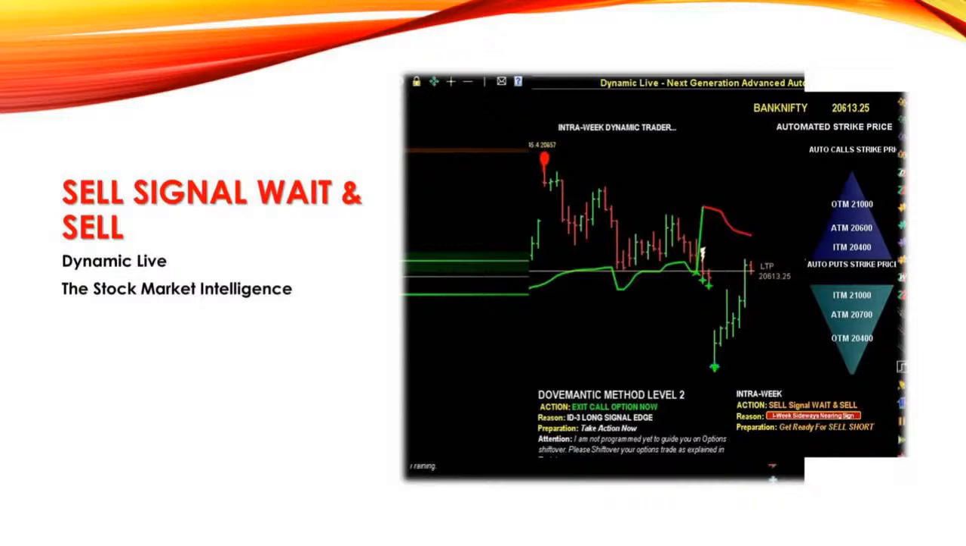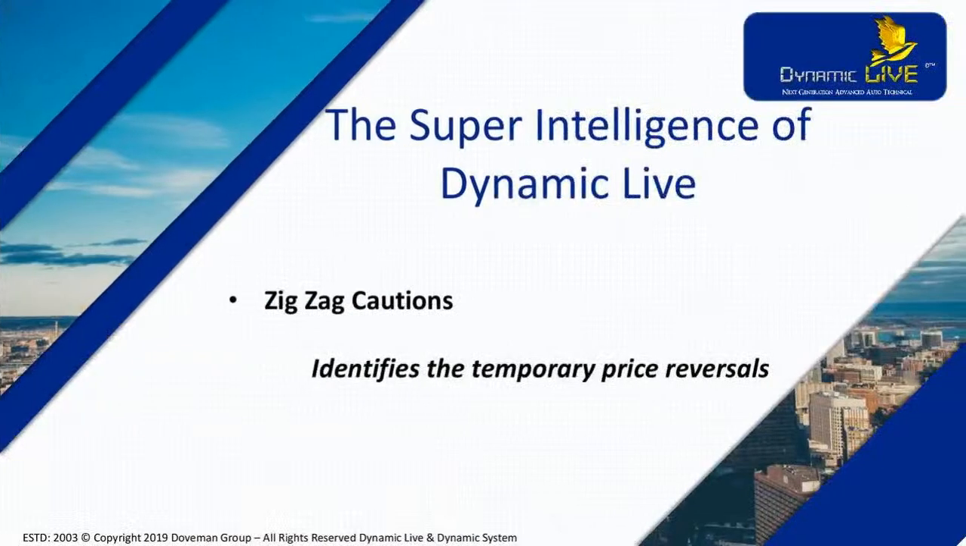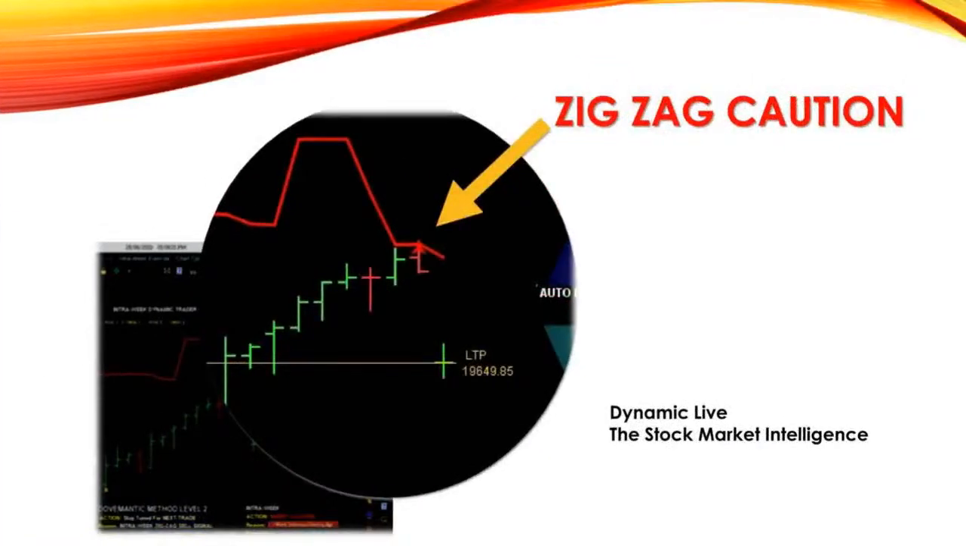So similarly, we have one more intelligence. We call it zigzag cautions. Now, whenever the price does up and down movement, all the temporary price reversals are identified by these zigzag cautions. How does it do this? Let's have a look. Here you can see that there is a continuous up movement, for more than 2 days. And as the price starts increasing, right on top there is a red colored symbol. We call this a zigzag caution. Now, whenever it appears, it means get ready, the price is about to reverse.